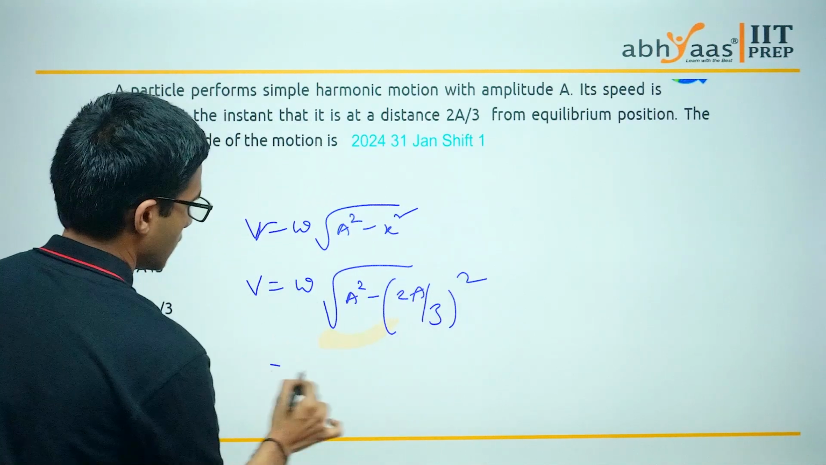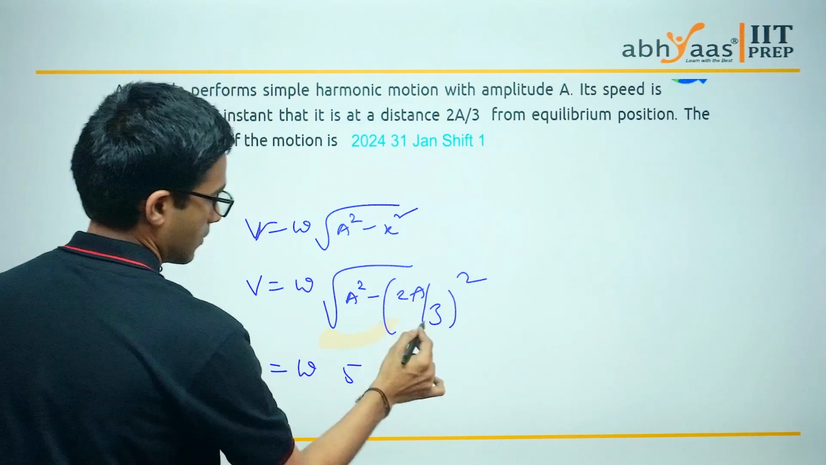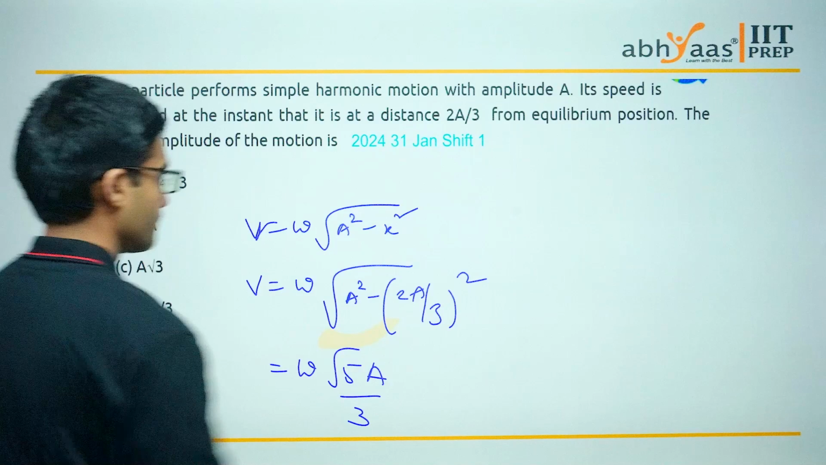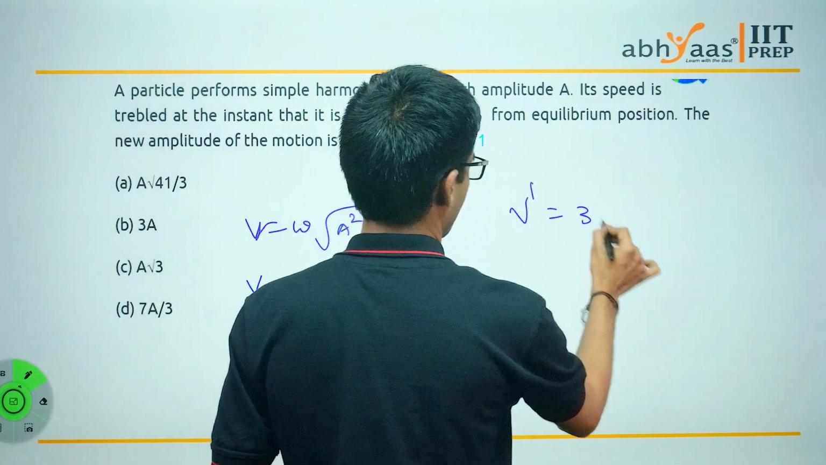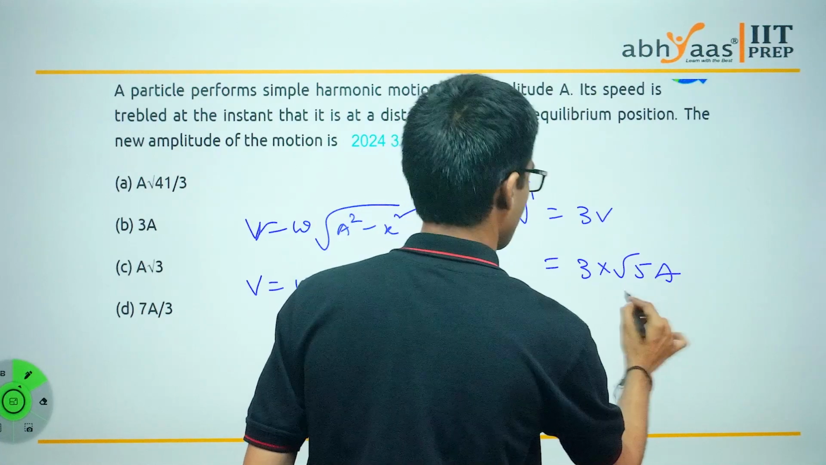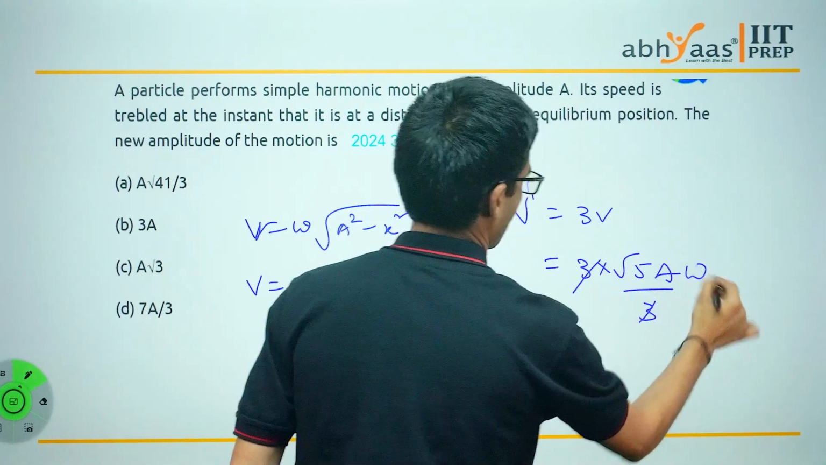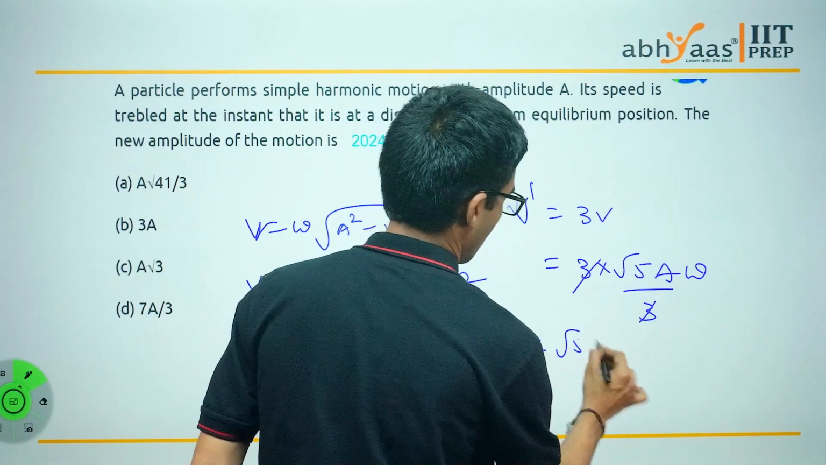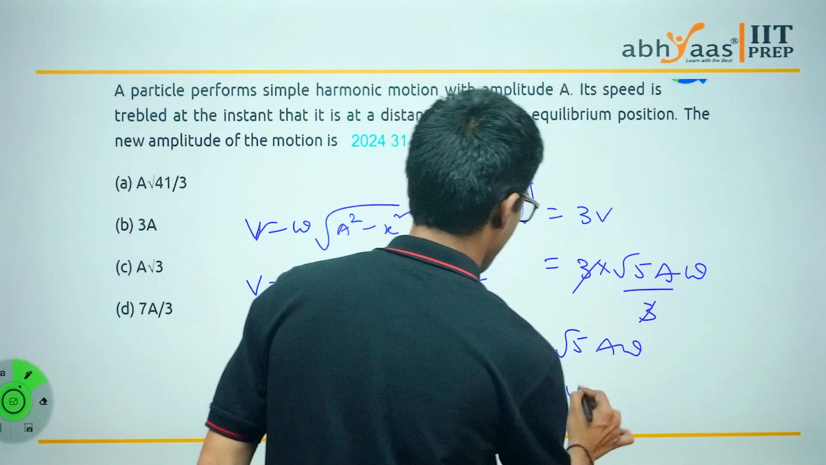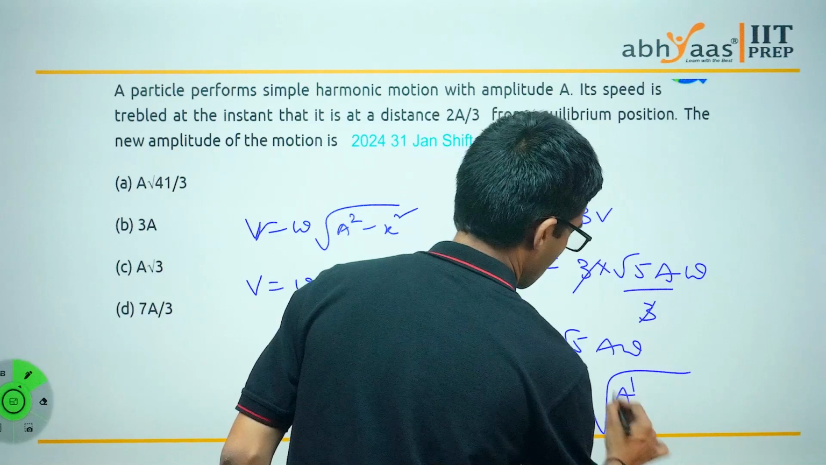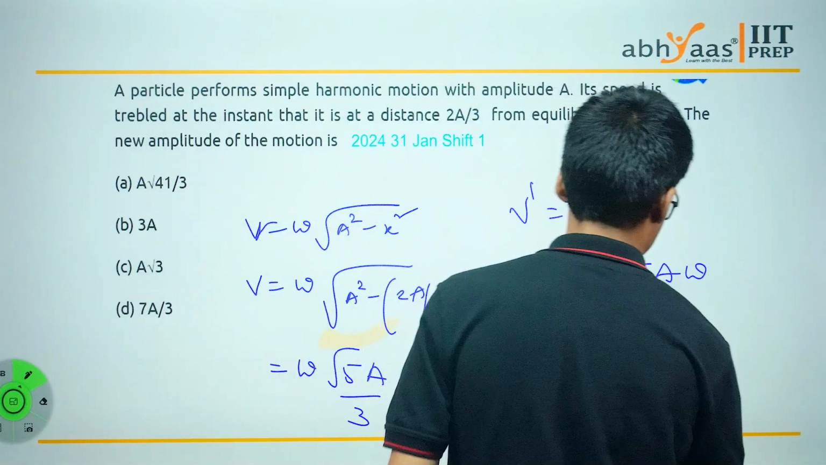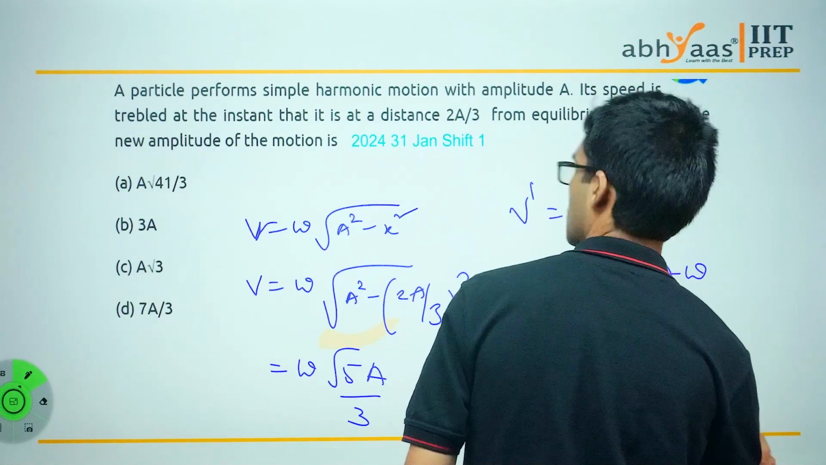If you calculate, you will get root 5a by 3. But v dash is equal to 3v, that is 3 into root 5a by 3 into omega. Cancel, root 5a omega. This is root 5a omega is equal to omega into root of a dash square minus x square, where x is 2a by 3 whole square.